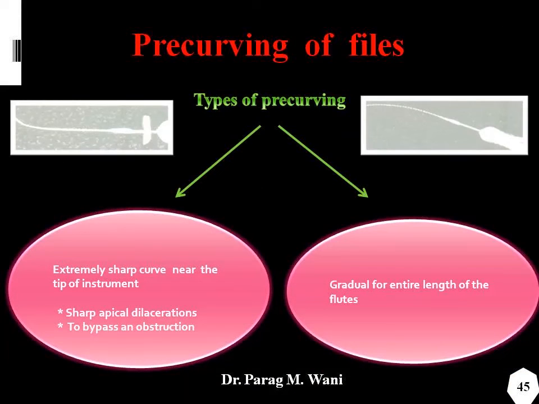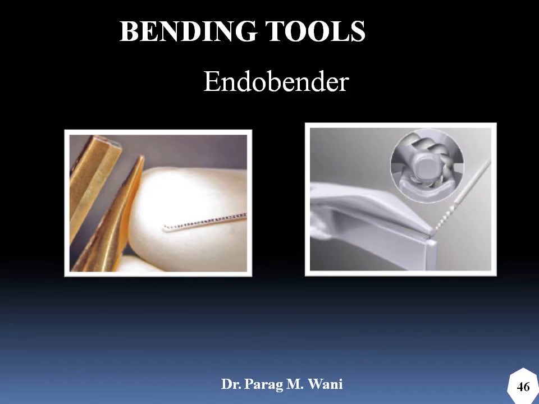Always evaluate the preoperative radiograph and pre-curve the file according to the anatomy of the canal and then introduce it inside, so that we don't put unnecessary stresses onto the file and onto the canal. The best way to pre-curve a file is between two fingers. We can give the desired curvature according to the canal, or else for severe curvatures we can use a half round plier.